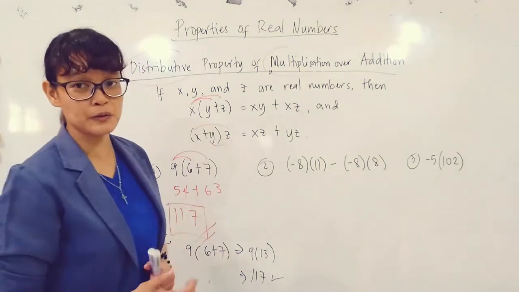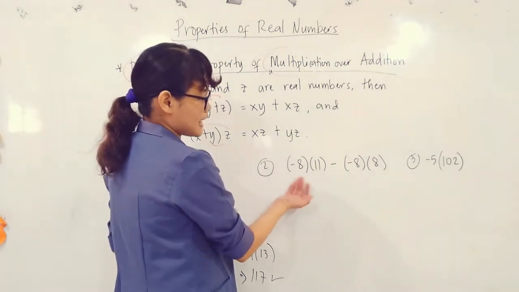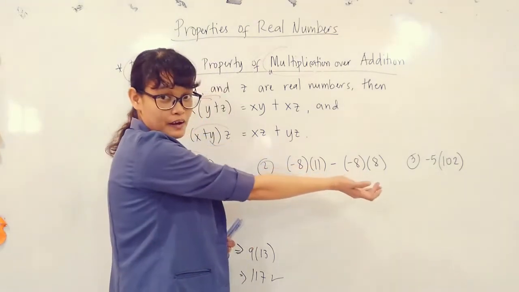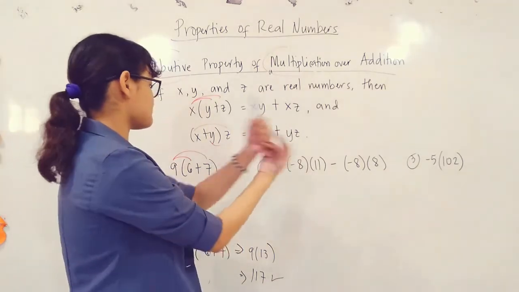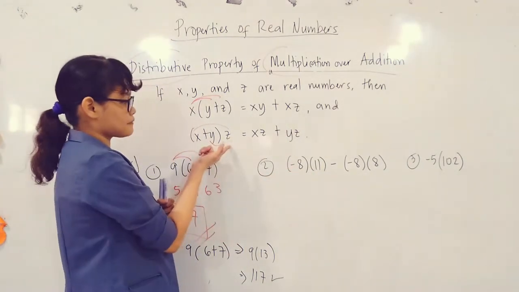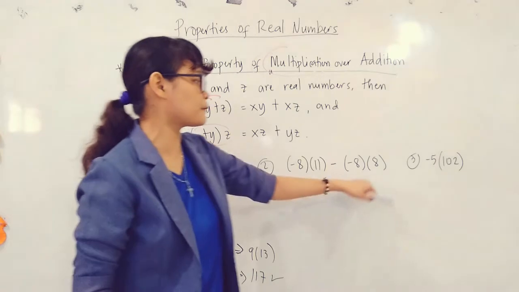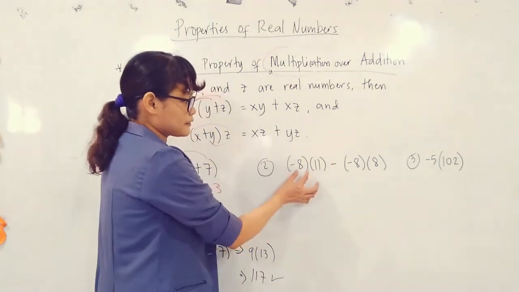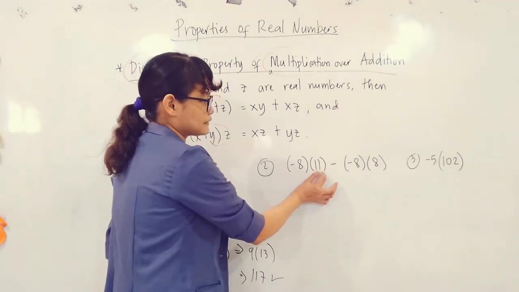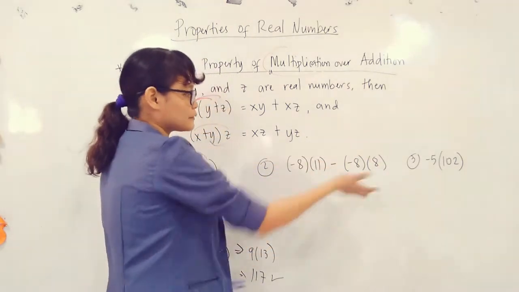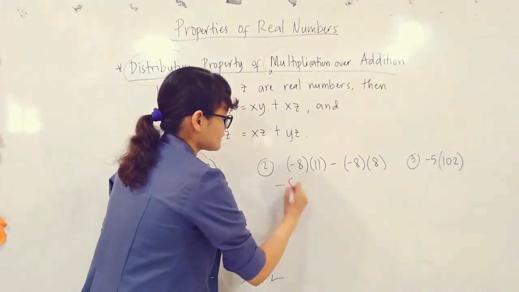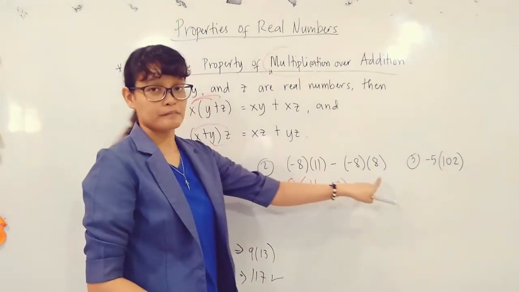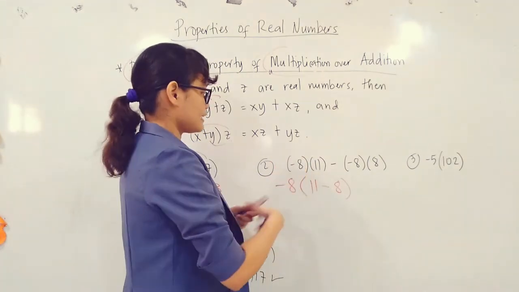Next, let's proceed to number 2. We have negative 8 times 11 minus negative 8 times 8. Originally, let's give the original form of that. We'll bring it back here so you'll know how this happened. Obviously, we distribute the negative 8 to 11 and to positive 8. So we can rewrite this whole thing as negative 8 times the quantity 11 minus 8. That's why it became like that.